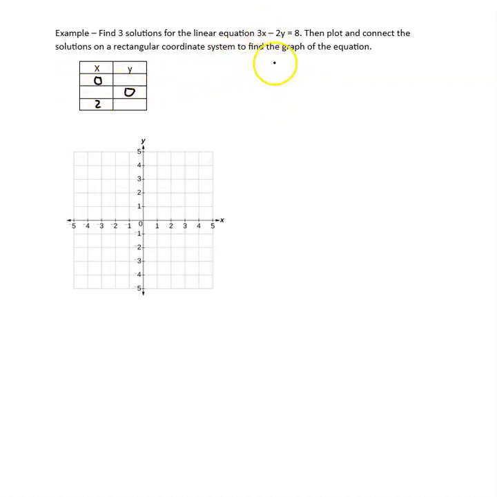So we're going to start by plugging 0 in for x. So we have 3 times 0 minus 2y equals 8. Well, 3 times 0 is just 0, and 0 minus 2y is just negative 2y. So what we end up with is negative 2y is equal to 8. Divide both sides by negative 2, and y is equal to negative 4. So when x is 0, y is negative 4. So that's the first solution to our equation.